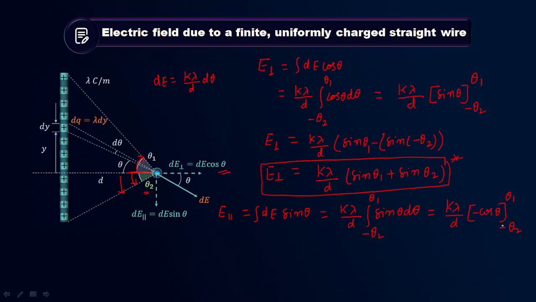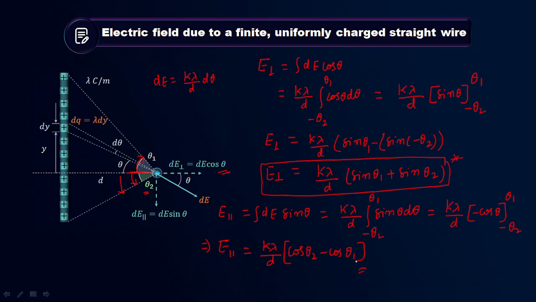So now when we put in the limits, first of all cos theta 1 will be with a minus, and minus of cos theta 2. If we change the limits, we can remove this minus sign. So we have E parallel equal to k lambda by d into cos theta 2 minus cos theta 1.